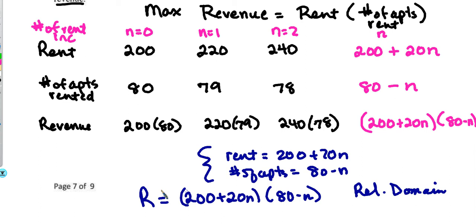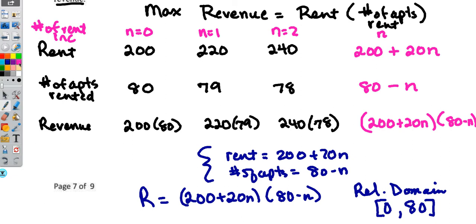Now let's talk about our relevant domain. Obviously, what's the best case scenario? Your best case scenario is to rent all 80, so you would have no rent increases. Well, we'll see if that's the best scenario for revenue, but I could rent them all 80, right? That's possible. And take a look at that revenue. I could also rent none of them. If I increase the rent enough, nobody will want to live there, and so I have 0.